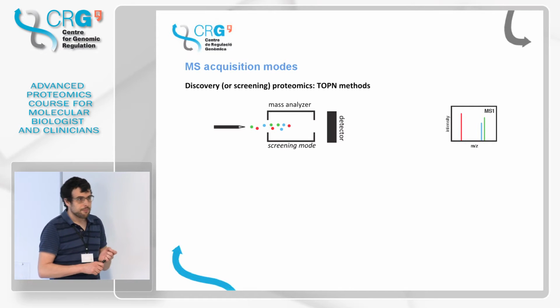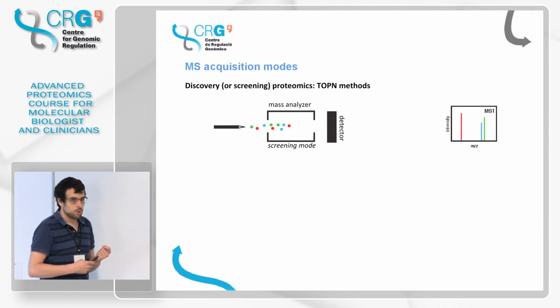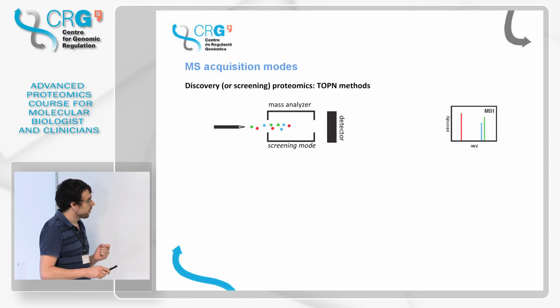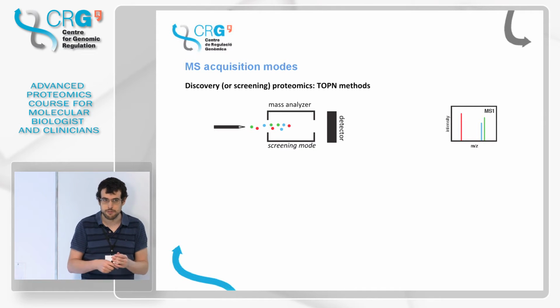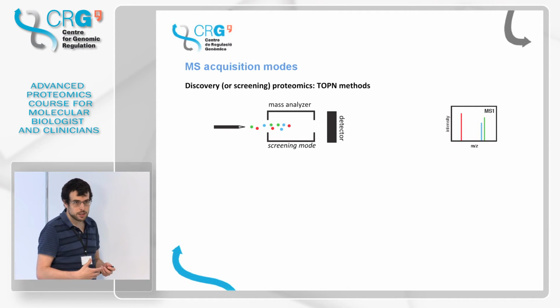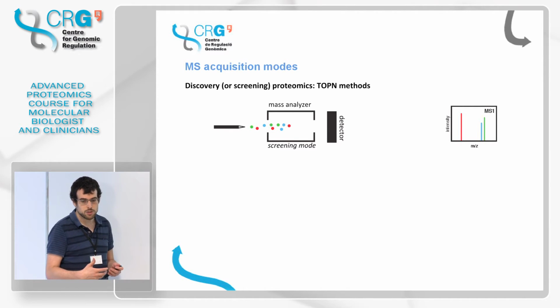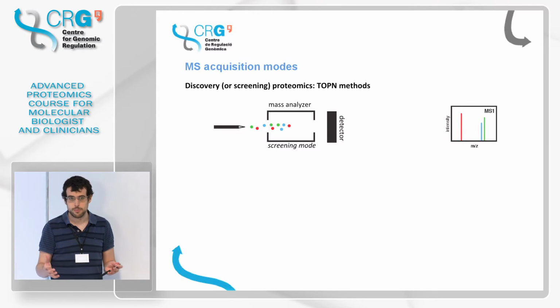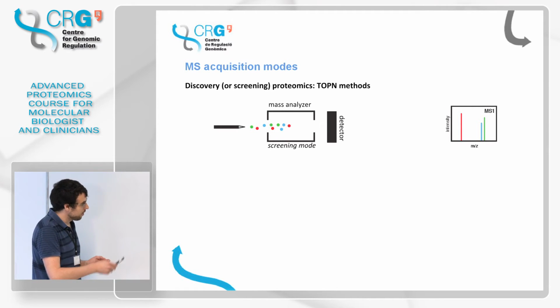So the first MS acquisition mode that I want to discuss in this course is what we call discovery or screening proteomics, also called top-N methods or shotgun proteomics, that you have probably heard about. It is to answer the question of what proteins are in my sample. Here, I would start by using my first mass analyzer in screening mode.